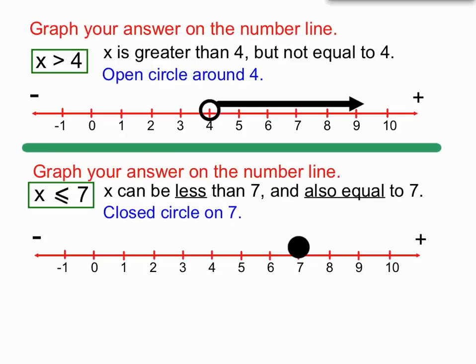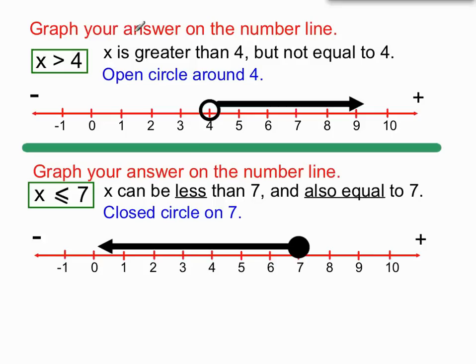Why is that there? Well, because any number equal to 7 is a solution to this inequation as well. And we look to have a look at where the numbers on the number line are less than 7 as well, and the arrow goes off to the left.